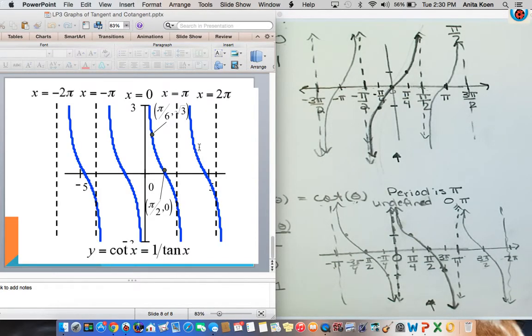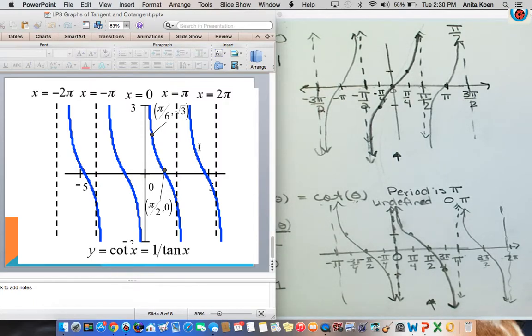Okay, so there's your picture of the cotangent function. That's a little bit better than what my drawings look like. That is the reciprocal of the tangent. Okay, and I hope this has helped you to graph these tangent and cotangent functions. You're also going to use your transformations with these. So practice that. Go do your homework.